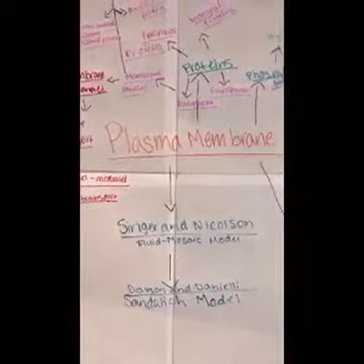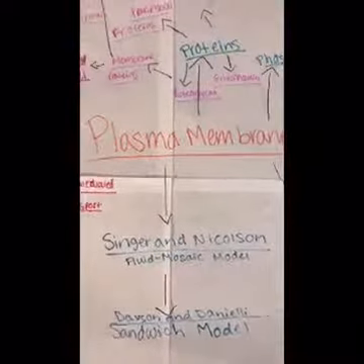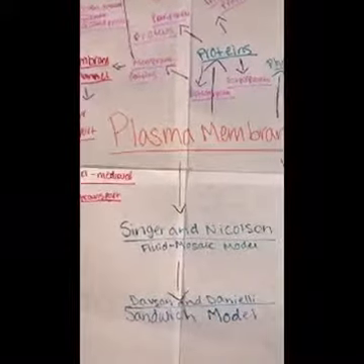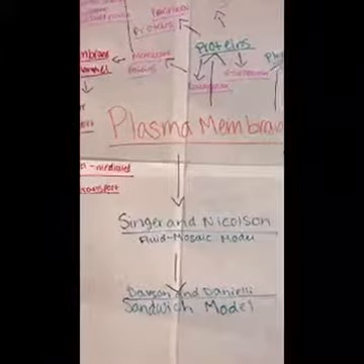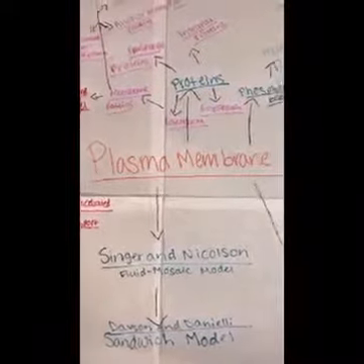two different types of models, and the first one is the Singer-Nicolson model, and that's also known as the fluid mosaic model. And then from there, the other type of model is the Davison and Denali model, which is also called the sandwich model. And then from there, we go to proteins, and there are many different types of proteins.